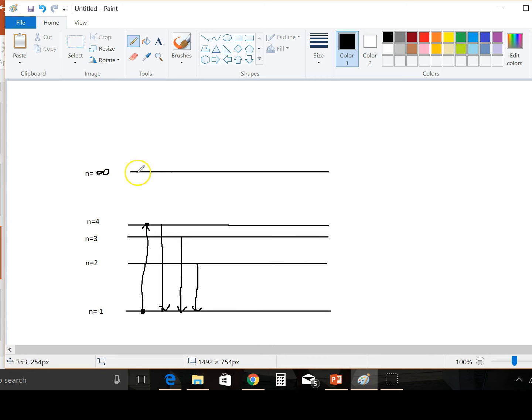Now we notice here n equals infinity. So if an electron in the ground state absorbs enough energy to go all the way up to n equals infinity, it reaches what is known as its convergence limit. Now the convergence limit basically just represents the amount of energy required to ionize the atom. In other words, an electron that makes it all the way to n equals infinity will actually be removed from the atom and create a cation.